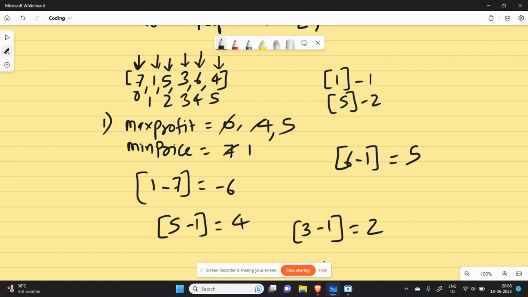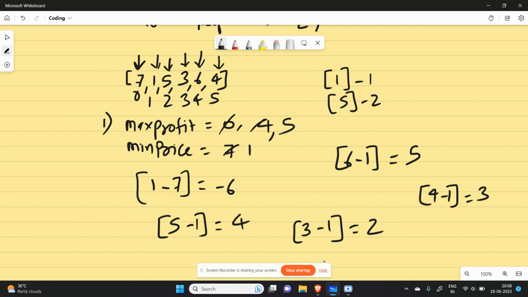We'll continue with our last element to process, and I will check what max profit we could have if we sell the stock at this price. So 4 minus 1, that is 3. That is definitely lesser than the current maximum profit that we are having. So I will just keep it as it is.